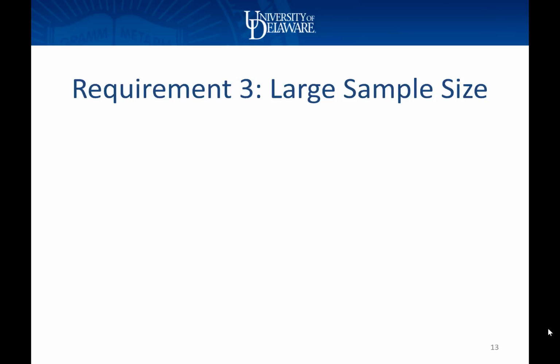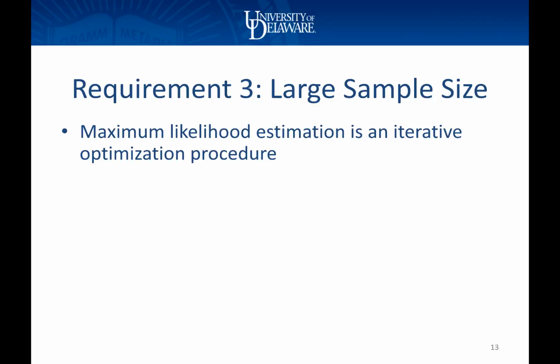The third requirement of a logistic regression model is that we have a large sample size. Maximum likelihood estimation is the way that we find the intercept and coefficients for a logistic regression model, and it is an iterative optimization procedure. So what's an iterative optimization procedure?